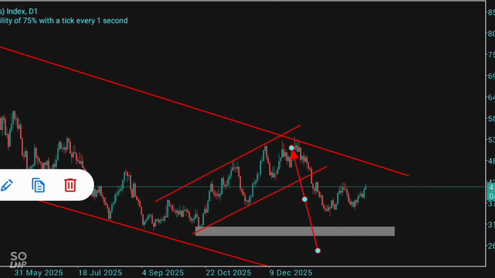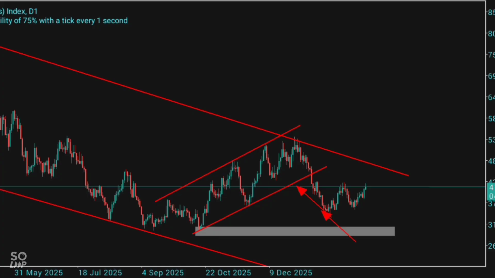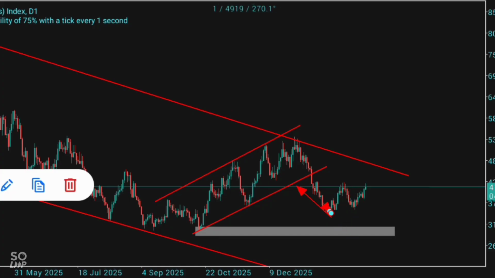As we can see here, the price broke this trend line and is now playing around this level here, making a pattern like a double bottom. It's a W, we can all see it's a W, and it has not yet fully formed.